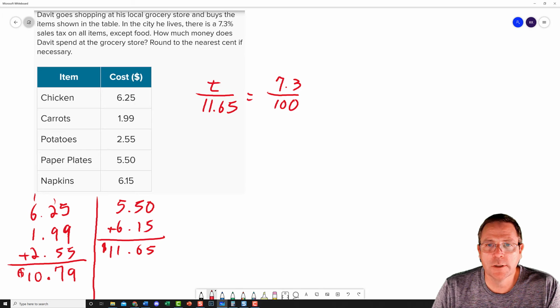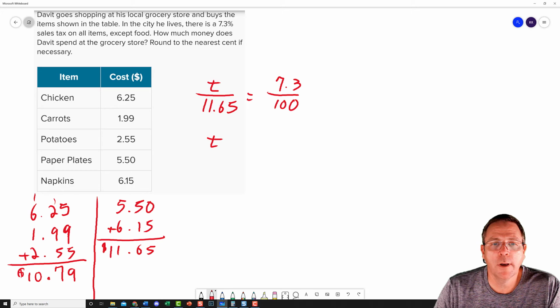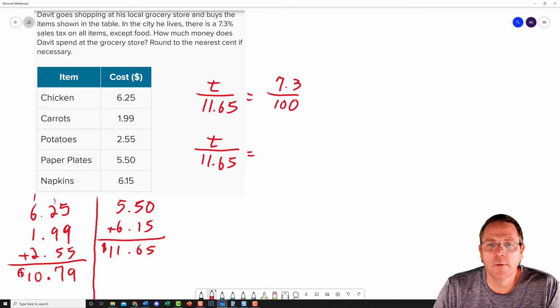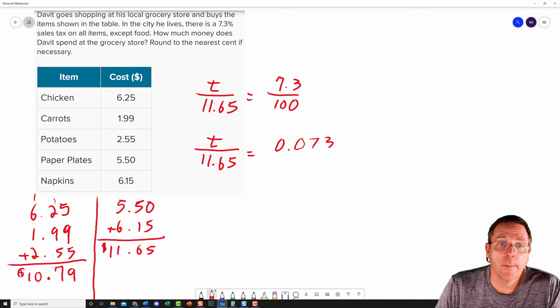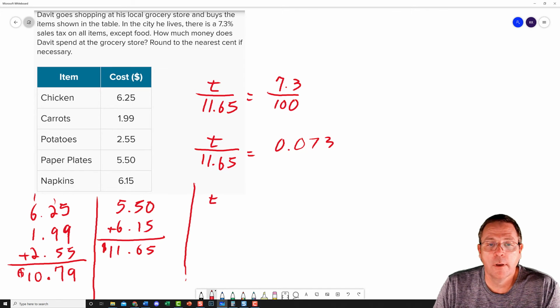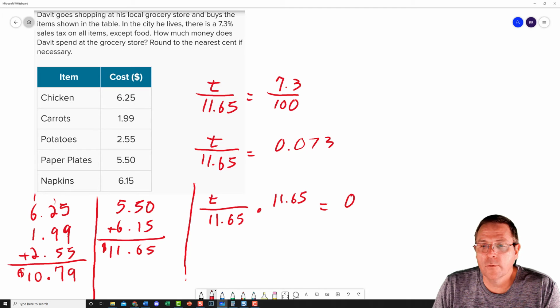Now I'm going to change this to a decimal value. We're dividing 7.3 by 100, and I get tax of $11.65 is equal to 0.073. Now I'm going to isolate my variable, multiplying both sides by the 11.65. 11.65 on the left. Notice how I'm still putting it up here on the top. Equals 0.073 times 11.65 on the right.